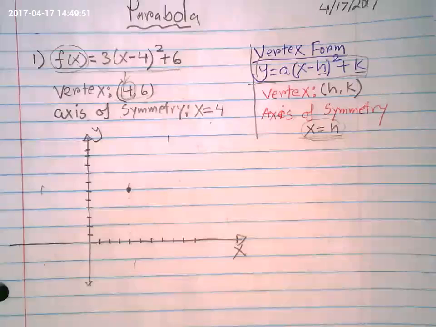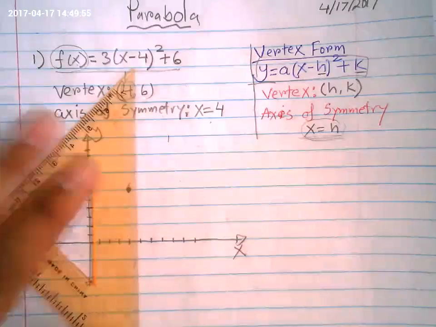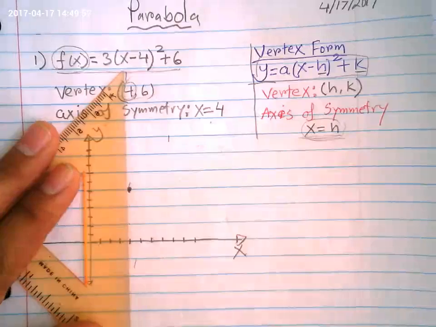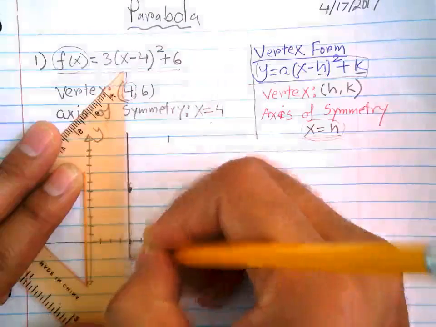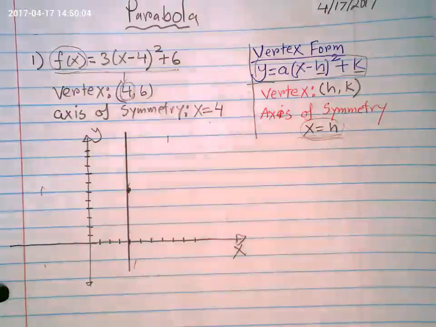Axis of symmetry is the line that goes through that point, through the vertex. When you draw a line through that vertex, this is the axis of symmetry.